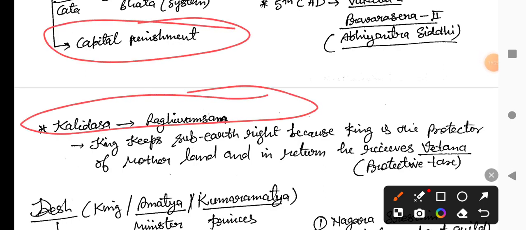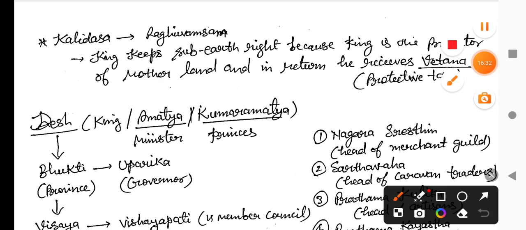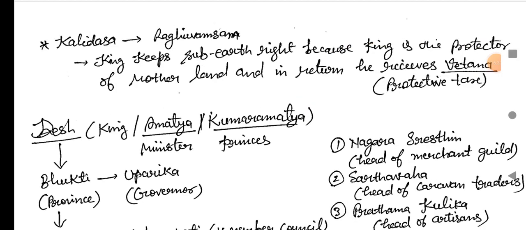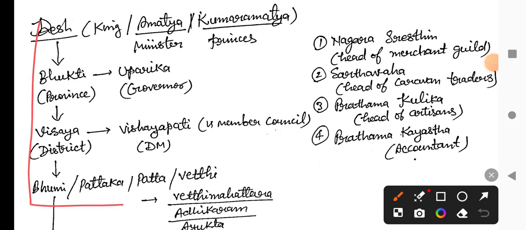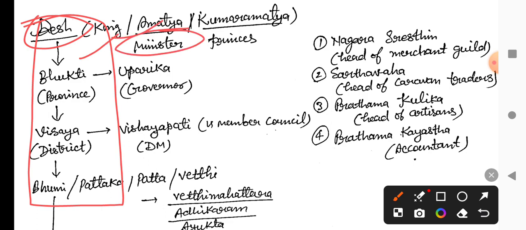Kalidas in Raghuvamsam said that the king is the protector of the motherland, and in return he receives the vetan, that means protective tax. Now we are going to see the administrative system of the kingdom, which is the largest territory of any state. It was controlled by the king, and the king was assisted by amatya, that means ministers, and Kumaramatya was also present in the king's court.